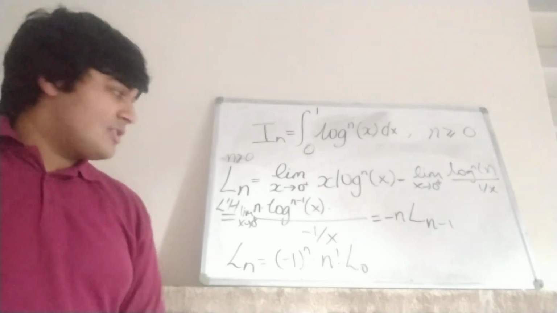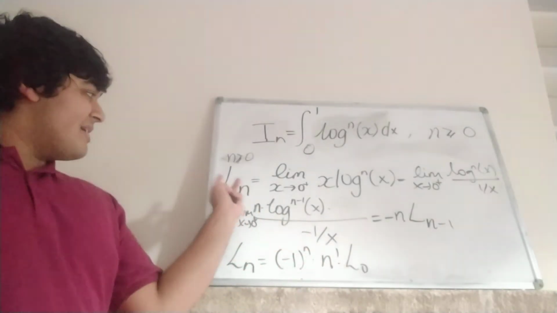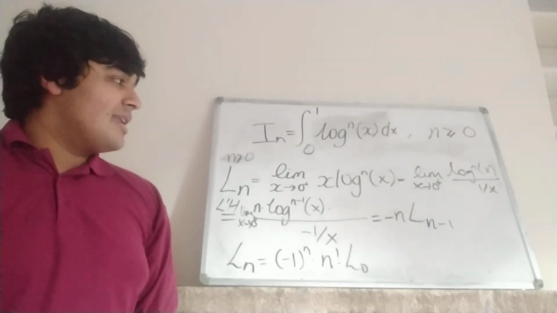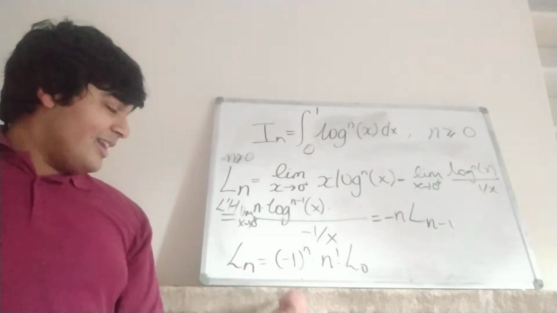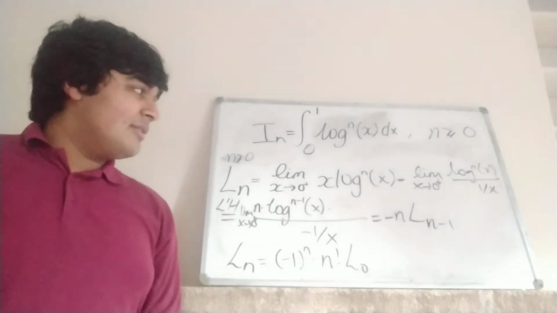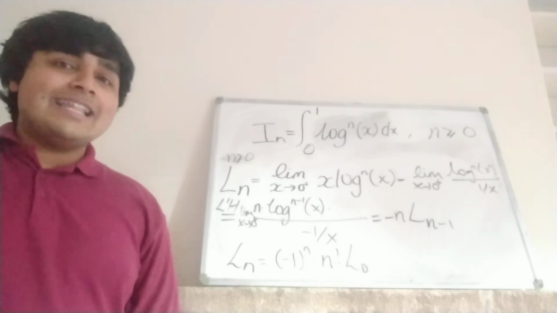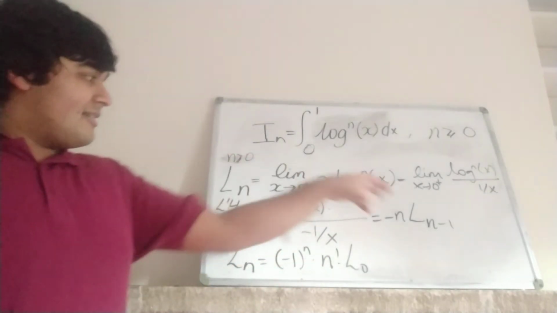And now we can check that it's true in the base case when n equals 1 by looking at, well, from this thing here we have L1 is equal to minus 1 times L naught. And if you plug in n equals 1 here, we get (-1)^1, which is minus 1, times 1 factorial, which is 1, so minus 1 times L naught. So it works in the case n equals 1, and then you can prove the formula using induction, using this guy here.